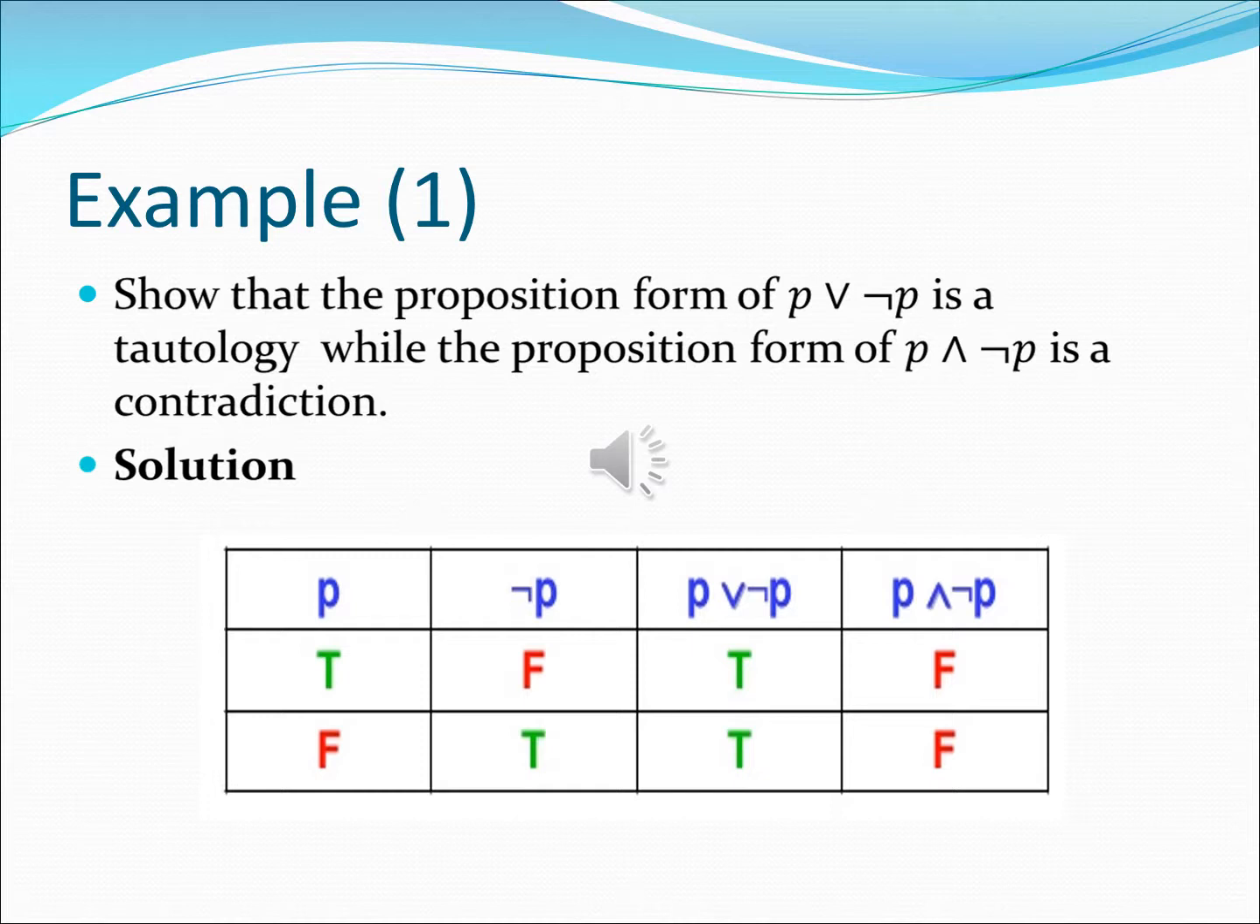So here we use a truth table to prove that of these two arguments, the first one is a tautology because every time I'm getting true from the truth table, and the other one is a contradiction because I'm getting F every time I use the truth table to prove it.